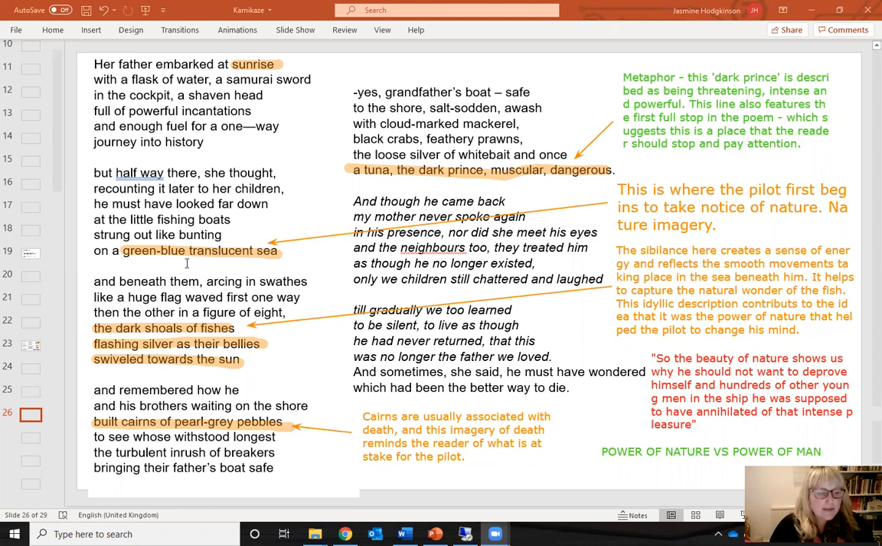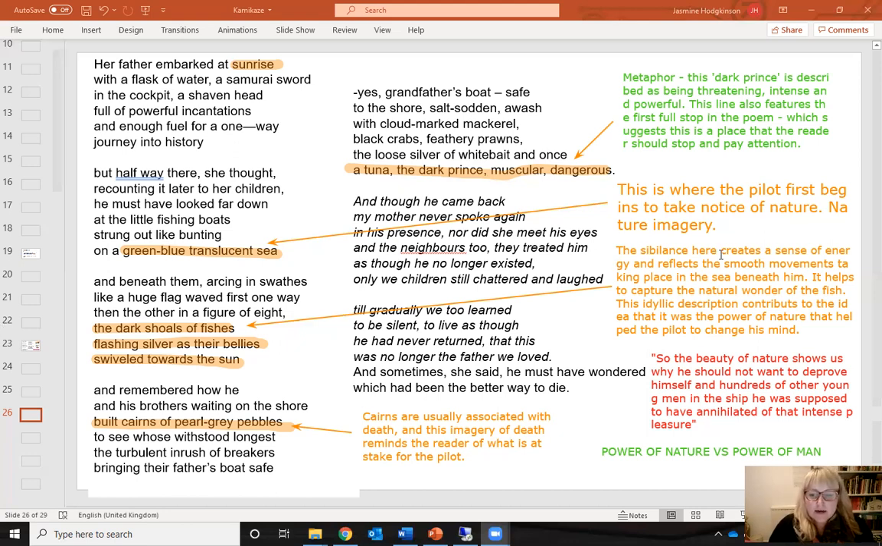Because in the next stanza, we then move to focus in on the fishes that the pilot sees in the water: the dark shoals of fishes flashing silver as their bellies swiveled towards the sun. And what we have here is an example of sibilance. Remember, we talked about sibilance being an example of where hissing sounds are made with the use of particular consonants. So common letters that you tend to see forming sibilants are S's or sh or z. But if you do listen to me say this out loud, the dark shoals of fishes flashing silver as their bellies swivel towards the sun. There's a lot of noises.